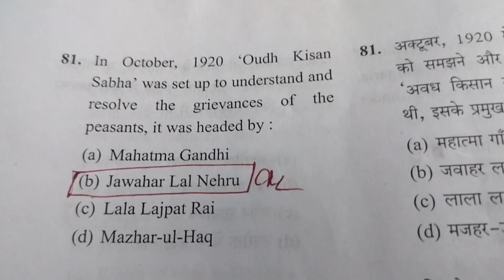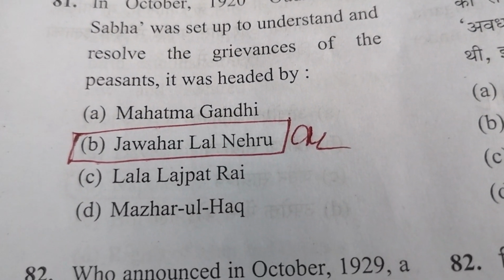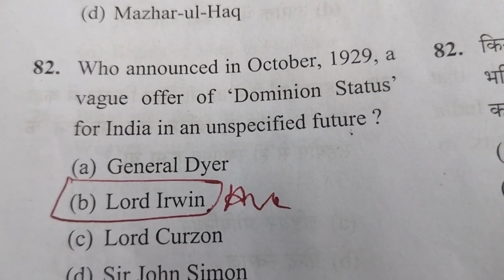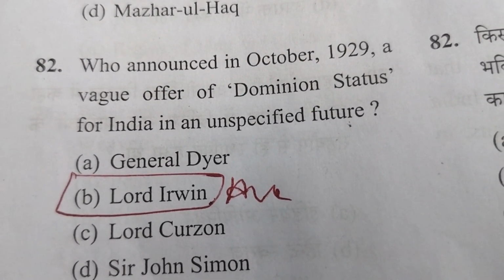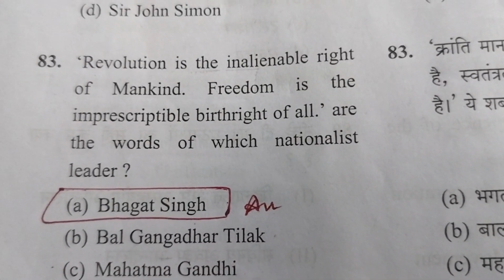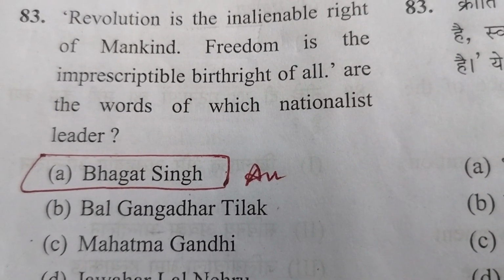81. In October 1920, Oudh Kisan Sabha was set up to understand and resolve the grievances of peasants. It was headed by B. Jawaharlal Nehru. 82. Who announced in October 1929 a vague offer of dominion status for India in an unspecified future? B. Lord Irwin. 83. Revolution is the inalienable right of mankind. Freedom is the imprescriptible birthright of all. Are the words of which national leader?